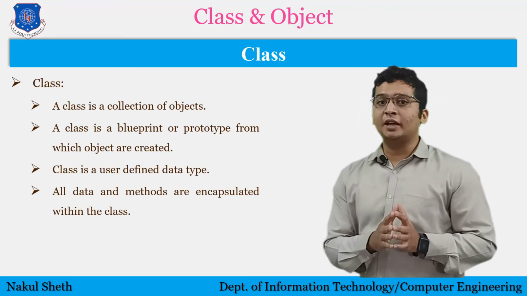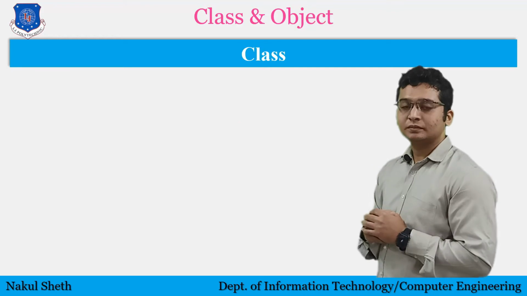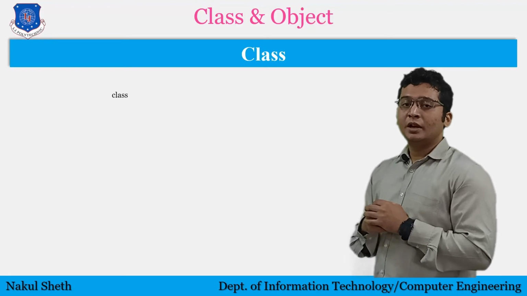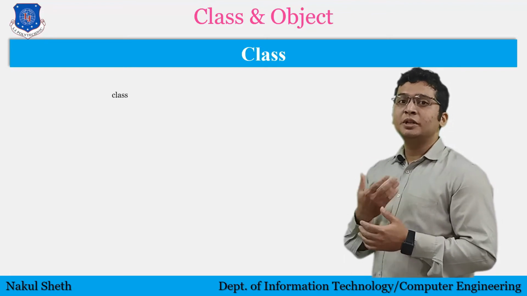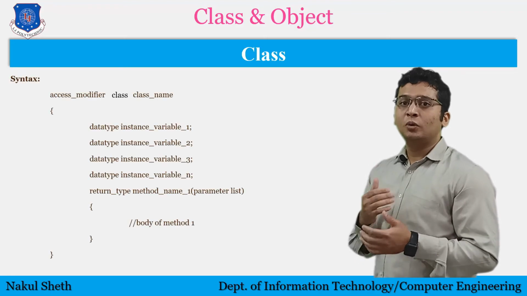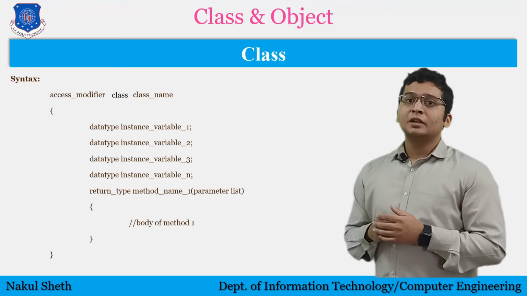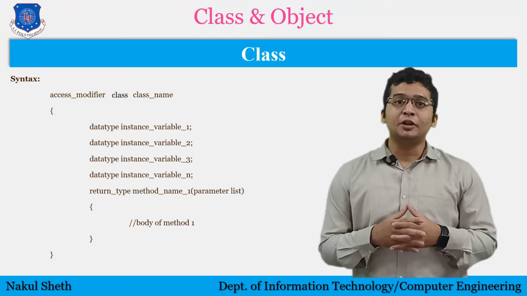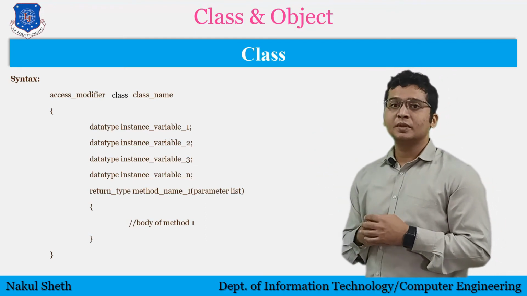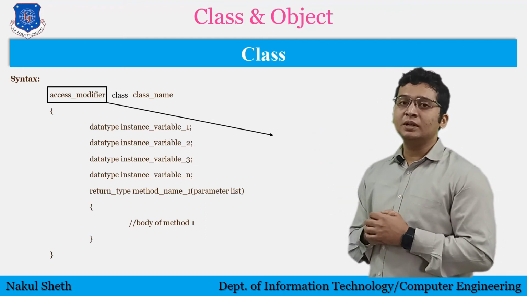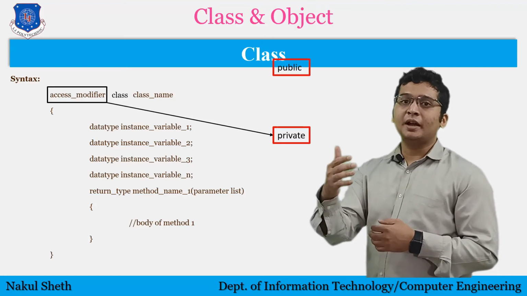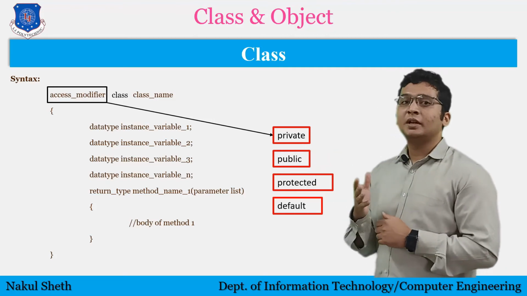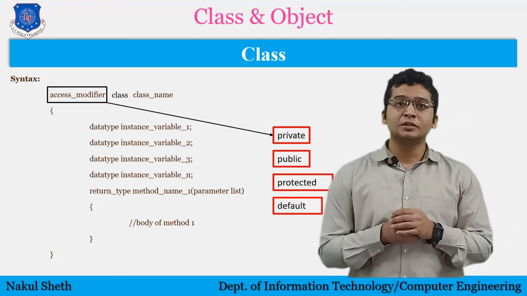So here we have the syntax or structure of a class. To declare a class, we need to use a keyword, that is the class keyword. We declare a class by using the keyword class, and then we put the class name here. That class name must follow the rules of identifiers. Now you can see a new thing, that is the access modifier. There are four types of access modifiers in Java: private, public, protected and default. And in the body of the class, we can define different variables and methods known as class members.